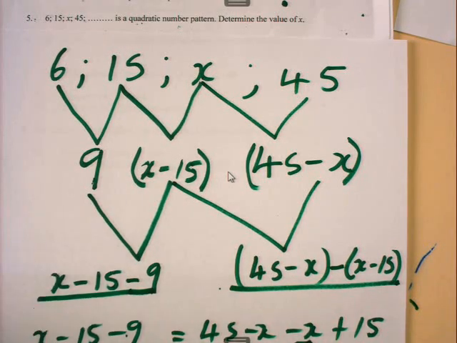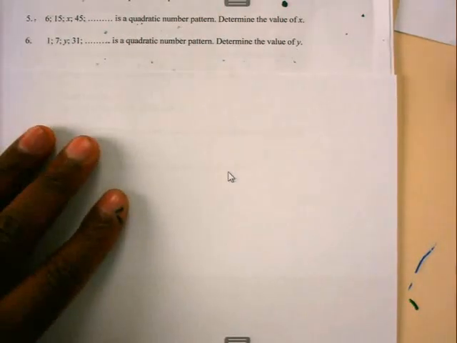Next one. I want you to solve this one. I'm going to give you 3 minutes for this one. Check number 6. For 3 minutes, you've got 1, 7, y, 31. It's a quadratic pattern. Determine the value of y. Thank you very much. I'm going to give you about 3 minutes to solve that one.